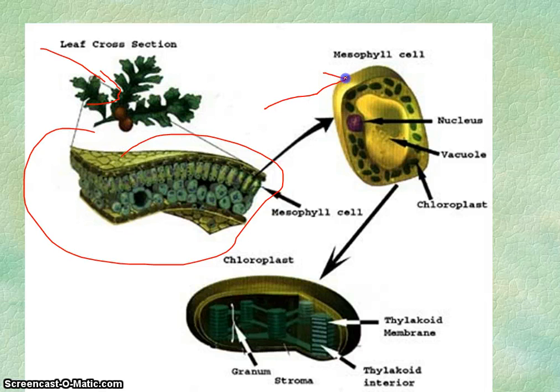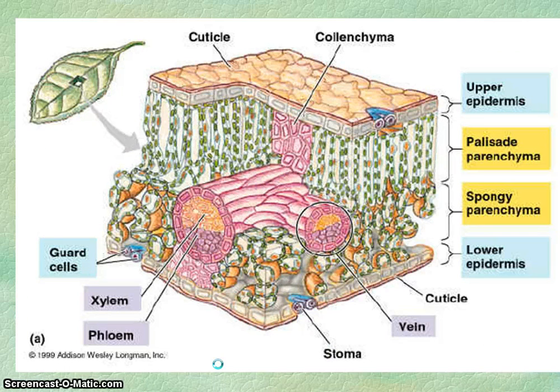This mesophyll cell is hugely important when we talk about photosynthesis. And the plastid, or the organelle, that is responsible for photosynthesis is called the chloroplast. So we'll focus in on all of this today with our notes. Again, we're going to learn about all the different parts of the leaf.